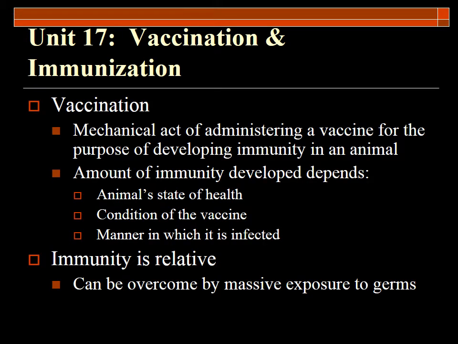When we talk vaccination, it is a mechanical act of administering a vaccine for the purpose of developing immunity in an animal. And again, very technical definition there, but essentially what we are attempting to do is inject the animal with a little bit of the disease-causing agent that's been altered in the laboratory in a way that the animal will produce its own antibodies against that specific disease, and therefore then be able to fight it off in the future. The amount of immunity developed sometimes depends on a number of things here.